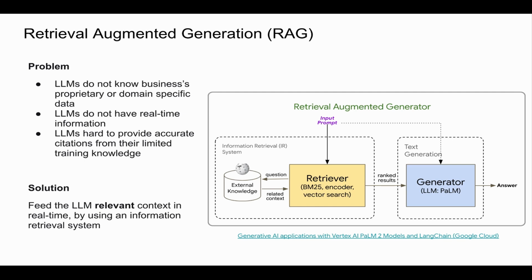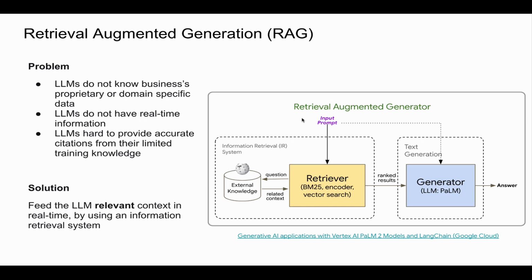So between different versions of LLM, the training data actually is not that different. And also LLMs are hard to provide accurate citations from their limited training knowledge. So here's the solution. Feed the LLM relevant context in real time by using an information retrieval system.